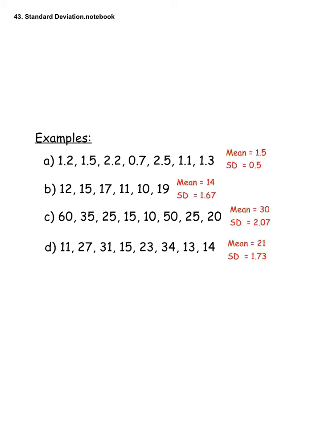Okay, so here are your solutions. The mean for the first one was 1.5 and the standard deviation was 0.5. The mean for the second one was 14 and your standard deviation was 1.67 or 1.7 to 1 decimal place. Part C, your mean was 30 and your standard deviation was 2.07 or 2.1 to 1 decimal place. And the last one, D, your mean was 21 and your standard deviation was 1.73 or 1.7 to 1 decimal place.